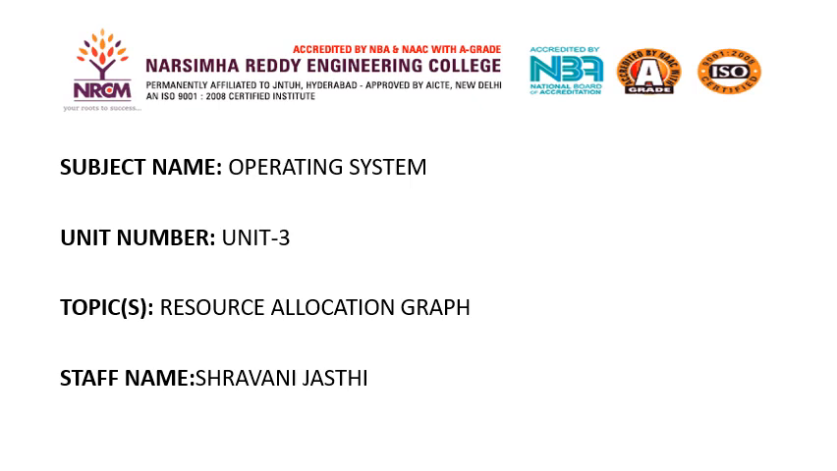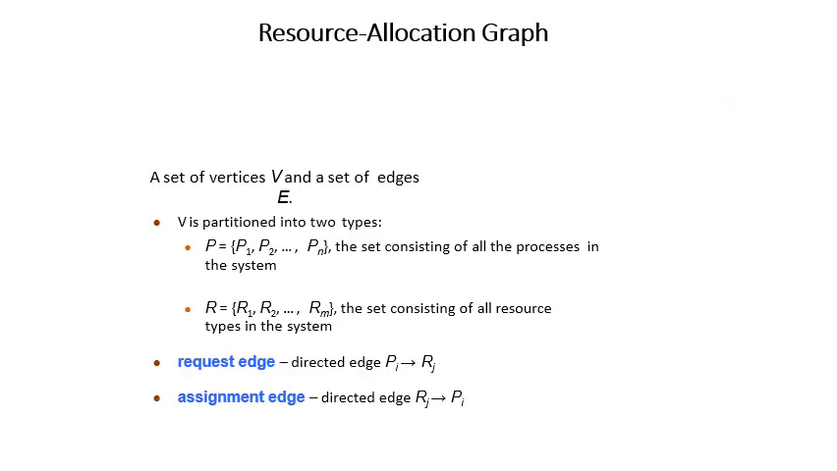I'm going to explain the operating system subject, unit 3, and today's topic is the resource allocation graph. Coming to the resource allocation graph, what is a resource allocation graph? Actually, the resource allocation graph is a deadlock avoidance technique. With the help of this resource allocation graph, we can identify whether any deadlocks are present or not.